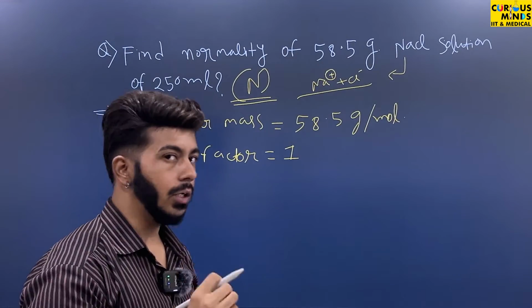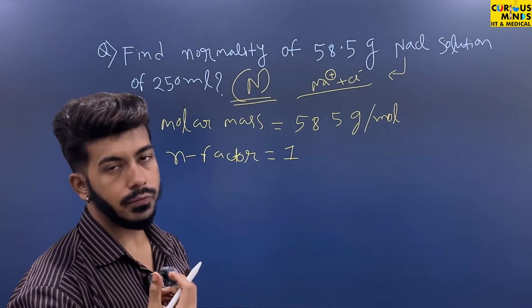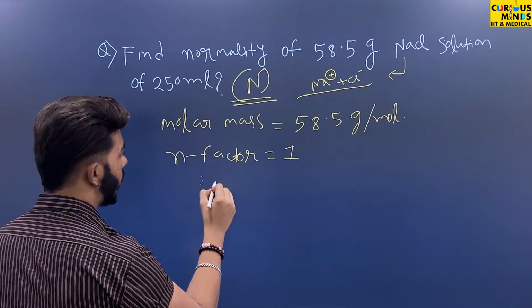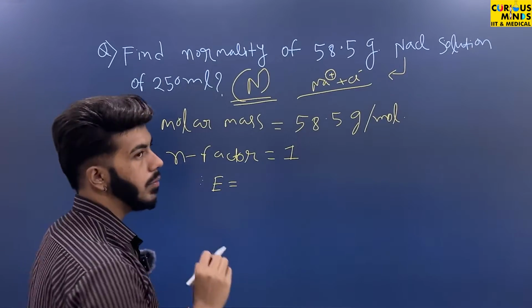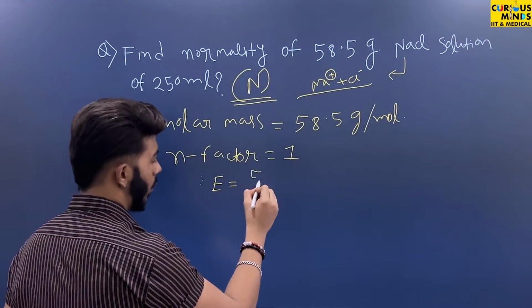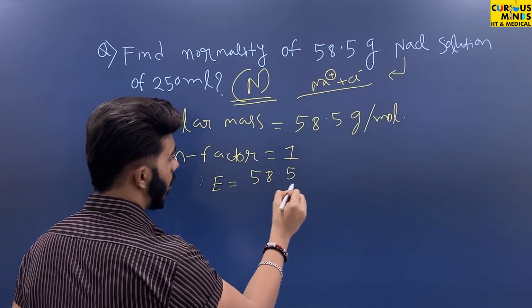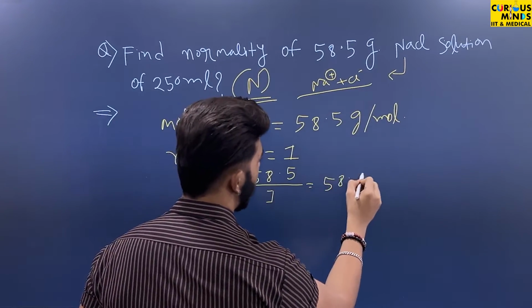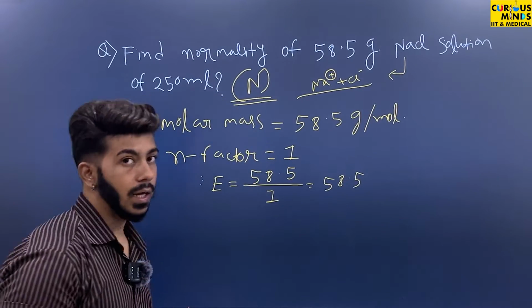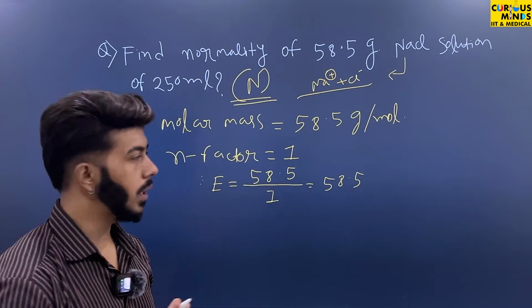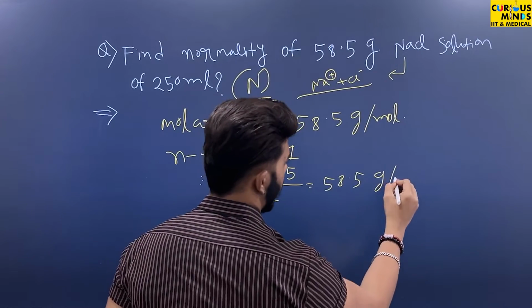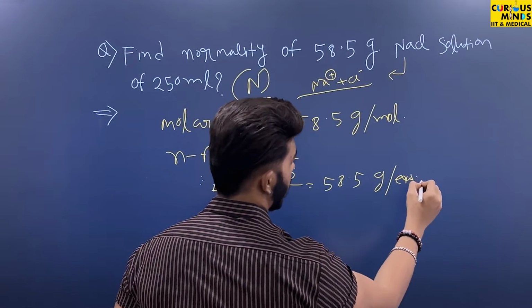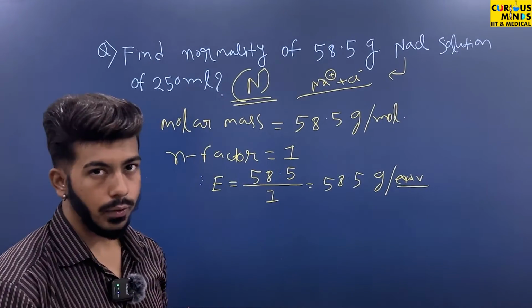मोलर मास आ गया, n फैक्टर आ गया. What can we calculate from this? We can calculate equivalent mass, right? Equivalent mass, E, is the molar mass, that is 58.5, over n factor, that is 1. It will also be 58.5. ये आ गया equivalent mass. Its unit is gram per equivalent. Okay? ये आ गया equivalent mass.